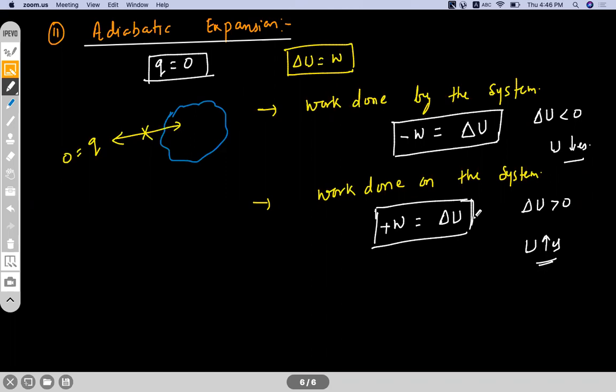So take care of this thing here, that internal energy, when it is an adiabatic process also, may increase or decrease. Don't think that since the process is adiabatic, it cannot exchange energy with surroundings, so its internal energy won't change. Obviously, energy exchange is not possible simply, but we can do some work on the system, and in that way the internal energy may change. Either we can do work on the system or the system does work on surroundings.